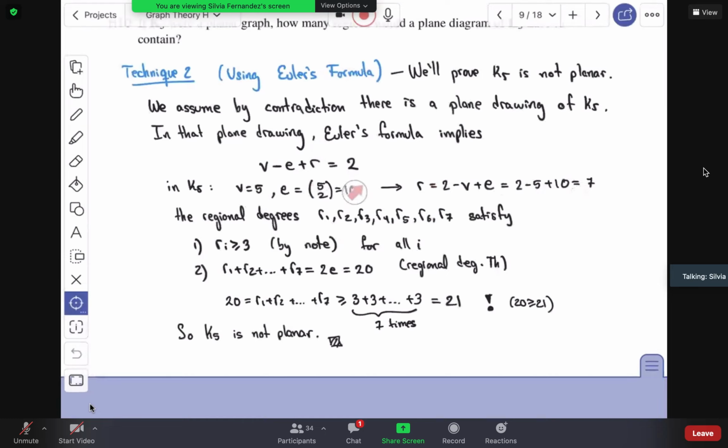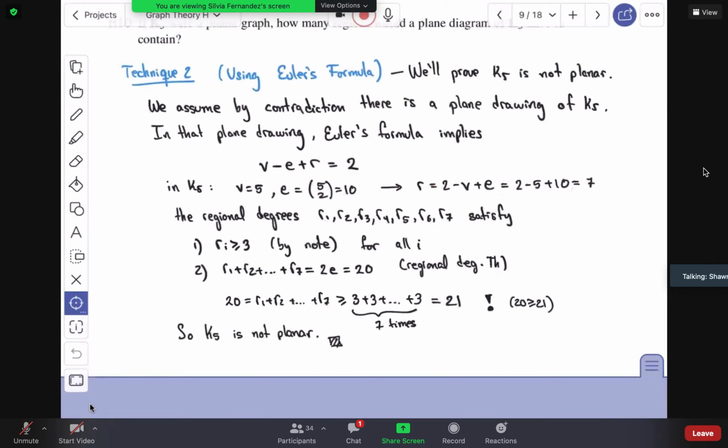By Euler's formula, if there were a plane drawing, then that plane drawing must have 7 regions. And that's what we're using here. You know, the regional degrees, there are 7 regional degrees, exactly 7 regional degrees. I label them R1 to R7. But the main point is that there are exactly 7, and each of them is greater than or equal to 3. So the sum is going to be larger than what it needs to be. That's the contradiction.